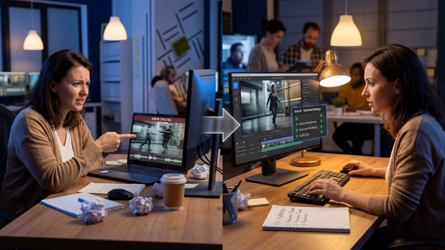Well, it really comes down to the structure of the request. Many people think they can just type something vague like, make a cool movie about a space battle, and expect a Hollywood masterpiece. Wait, so what you're saying is that the AI doesn't know what cool means to us? Exactly. You need to be specific.